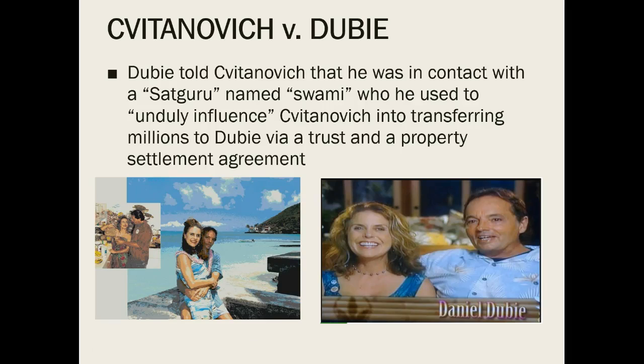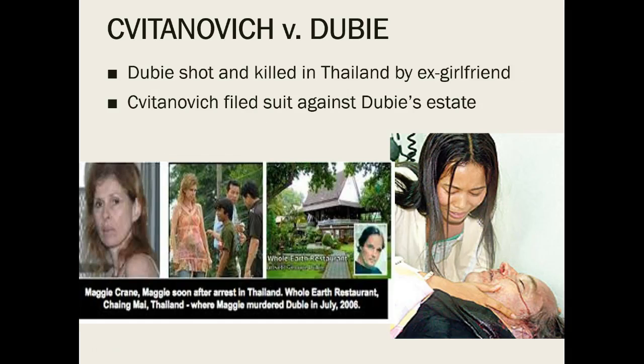Dubie allegedly told Cvitanovich that he had supernatural powers and that he was in contact with a Satguru named Swami. As a result of Dubie's alleged representations to Cvitanovich, Cvitanovich and Dubie divorced and transferred millions of dollars to Dubie via a trust and property settlement agreement. When Dubie was in Thailand, he was killed by his ex-girlfriend. This is when Cvitanovich allegedly realized that Dubie had other women in his life and that she was conned into transferring her assets to him.